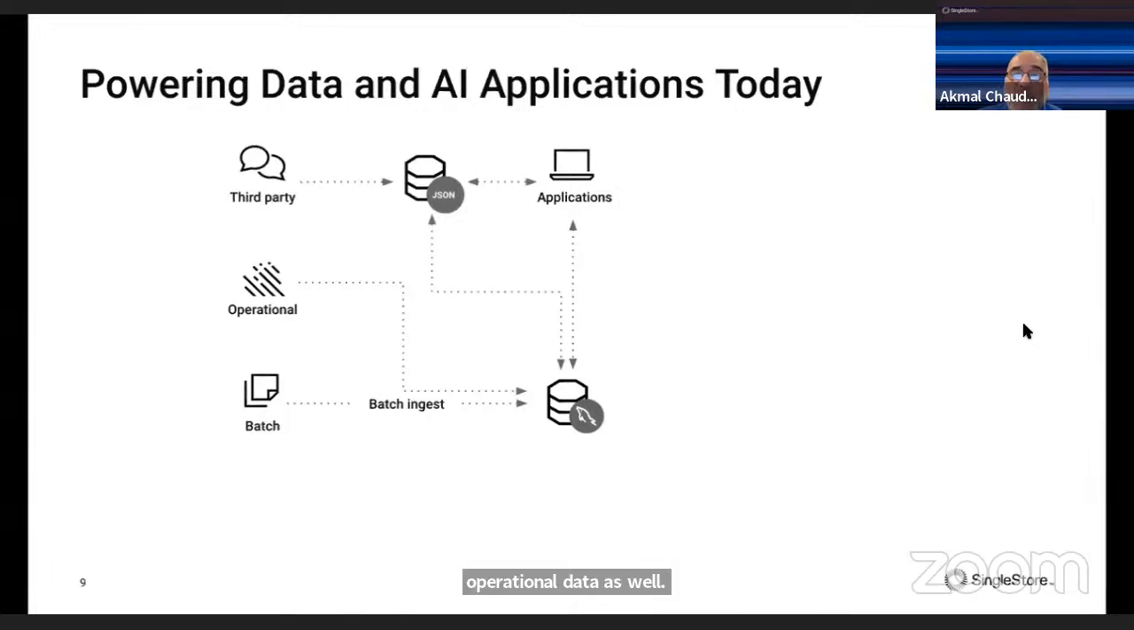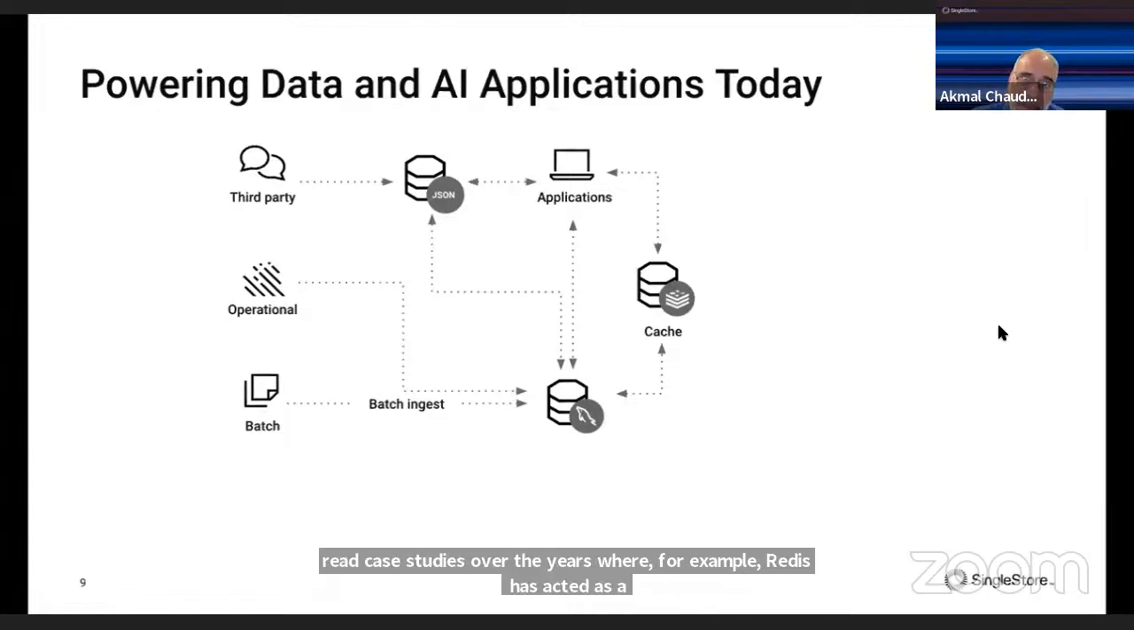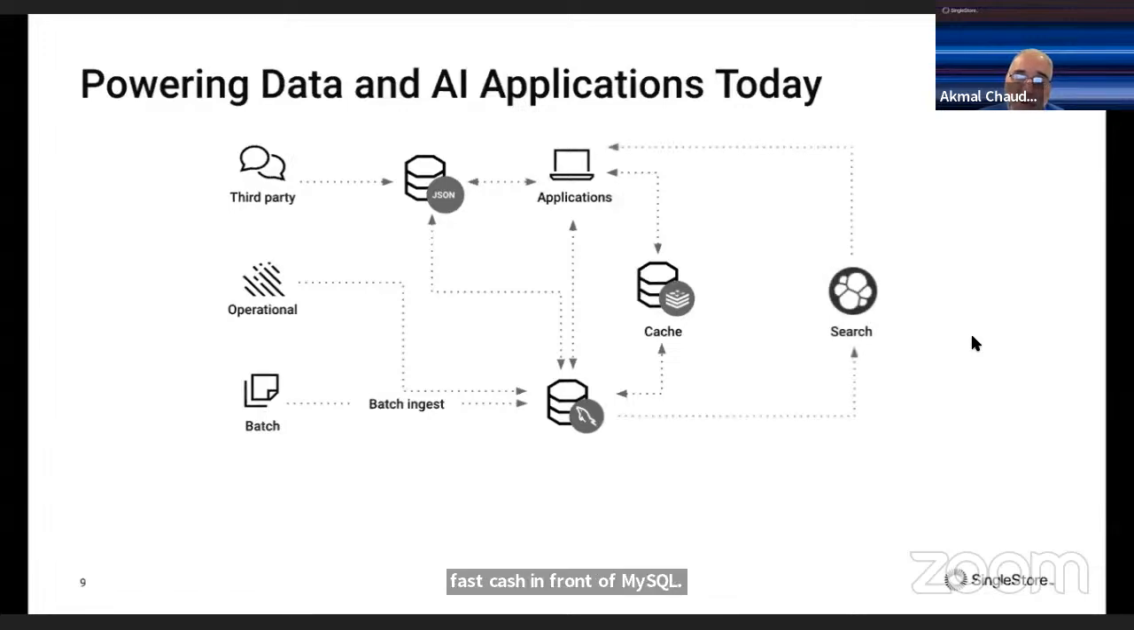And then maybe you need to work with JSON, for example. Perhaps you're reading in data from external sources, or working with some partner. And then perhaps using some kind of caching technology to sit in front of that. I've read case studies over the years where, for example, Redis has acted as a fast cache in front of MySQL. That might be important, okay? Just to speed up some operations.